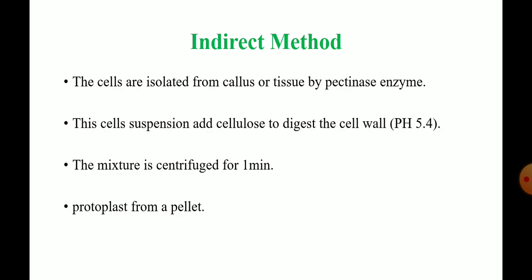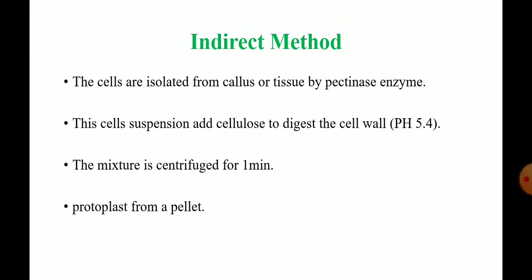Then the indirect method, which is also known as the sequential method. The cells are isolated from callus or tissue by pectinase enzyme. To this cell suspension, cellulase is added to digest the cell wall. This cellulase is prepared in mannitol, with the pH adjusted to 5.4. The mixture is centrifuged for 1 minute. Then clean protoplasts are isolated with the help of a pipette. These are present in a pellet.